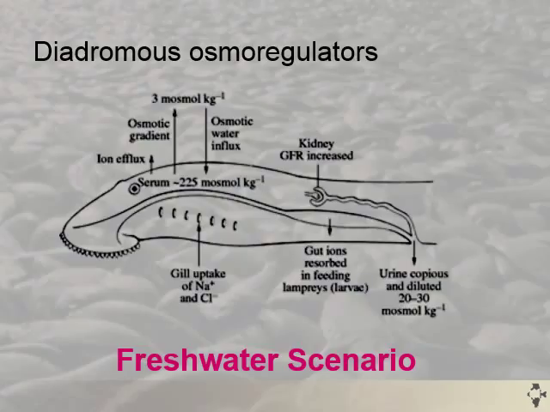To compensate for the loss of ions, there's going to be active uptake of both sodium and chloride at the gill, as well as from the food that they consume. And the filtration rate, what's referred to as the glomerular filtration rate, or GFR, is greatly increased in the kidney. This increased filtration rate allows the kidney to retain more of the ions that are in the bloodstream and excrete more of the water that's there. So you can see that term there, copious amounts of dilute urine being released. Okay, so this is under the freshwater scenario.